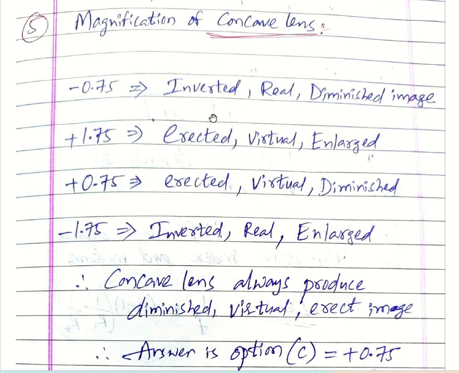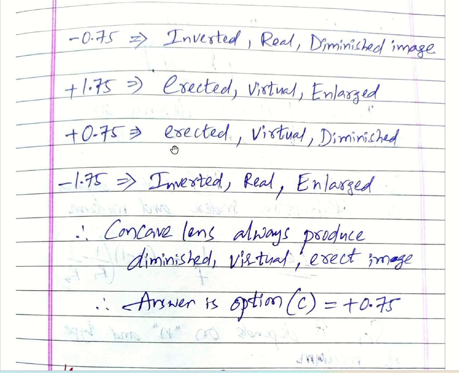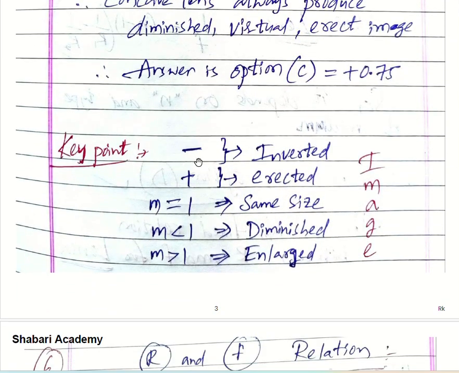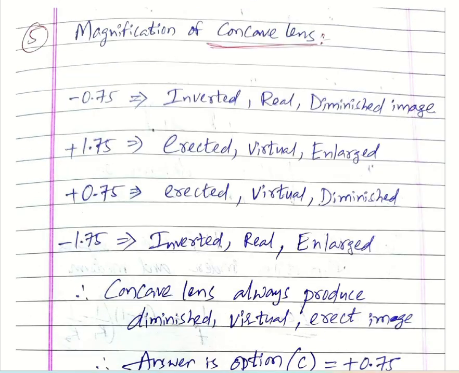Coming to the fifth question, he is asking which will show the magnification of a concave lens. He has given 4 options. Before seeing these 4 options, I have to confirm one key point. If the magnification is negative, it is an inverted image. If it is positive, it is an erect image. If it equals 1, it is the same size image. If it is less than 1, it is a diminished image. Greater than 1, an enlarged image. So we have to take these things into consideration, then we can go through the options individually.